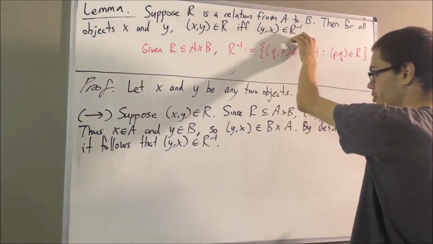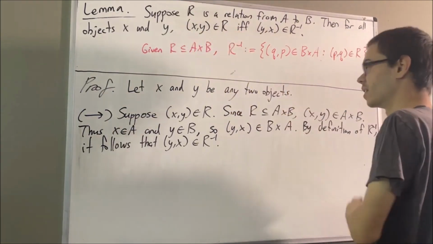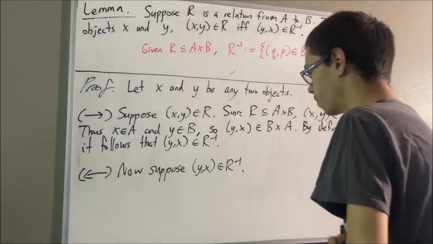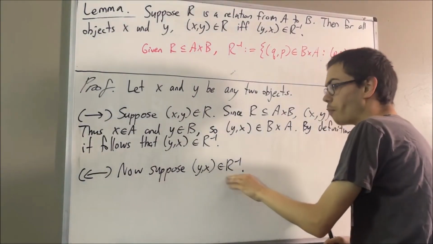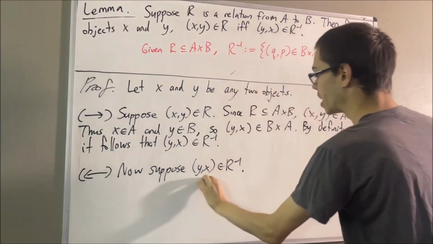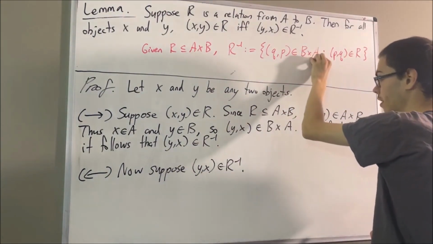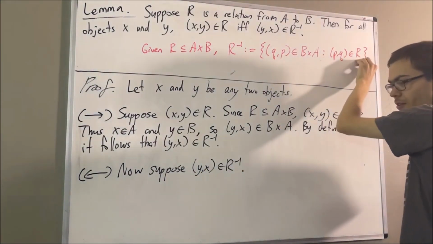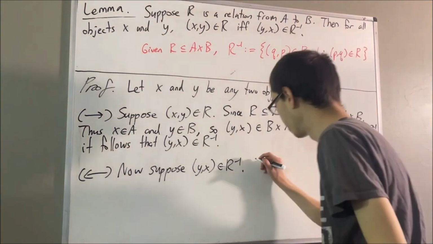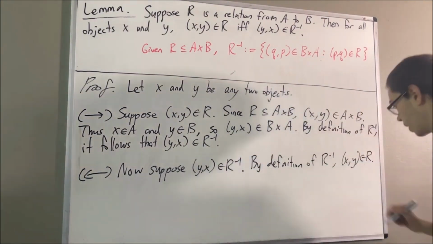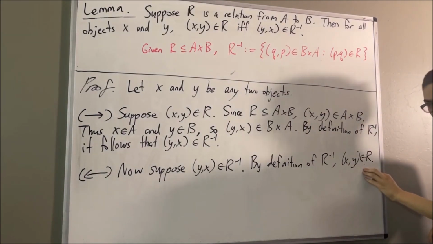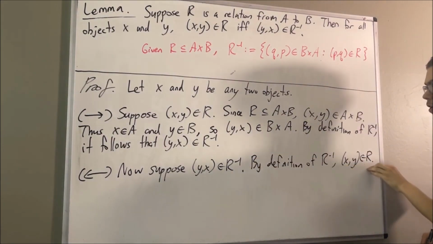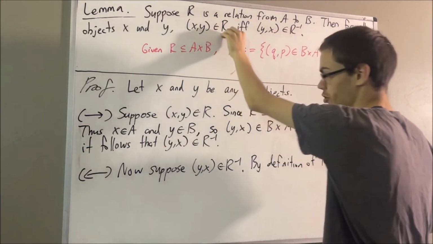Now we're going to prove if this is true, then this is true. And to do that, assume this is true. Now, what does this mean? Well, by definition of R inverse, it means that y comma x is an element of B times A, and if you swap the order of x and y, you have that x comma y is an element of R. So we have that x comma y is an element of R. And that's exactly what we wanted, right? From our assumption that y comma x is an element of R inverse, we obtain that x comma y is an element of R. So we've proven if this is true, then this is true.